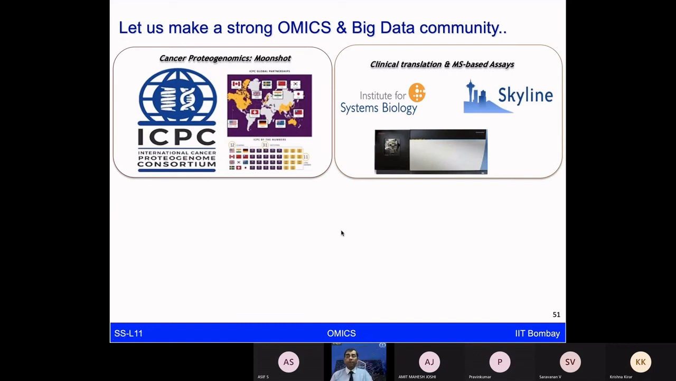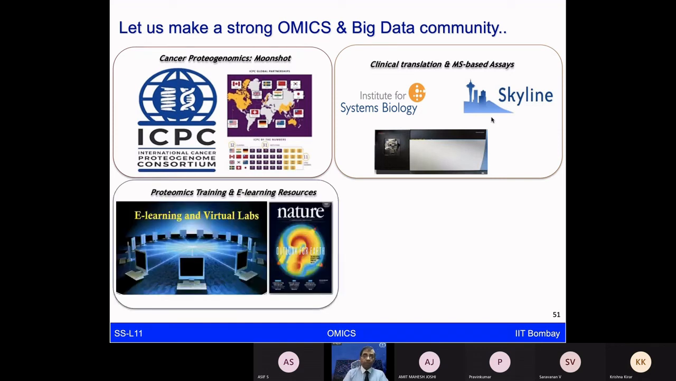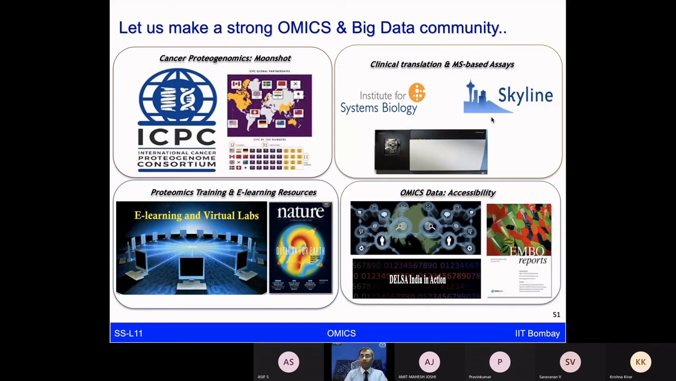We are also having a center where we are working with the Institute for Systems Biology team in Seattle to look at more clinical translation MS-based assays. Of course, we find Skyline, made by Brendan MacLean from the University of Washington, quite user-friendly, and we are doing many of the MRM assays based on this software. We are also very much of the opinion to share our knowledge and the technologies and resources we have, more in the form of e-learning and the virtual lab, which has also been highlighted in Nature and other journals, based on our curriculum which we have developed here.